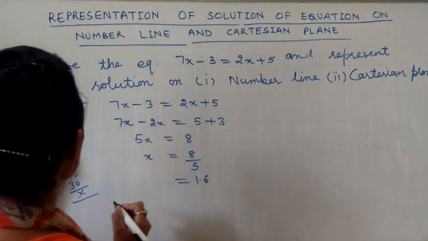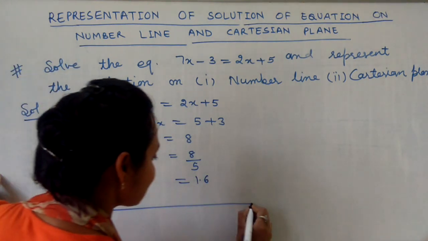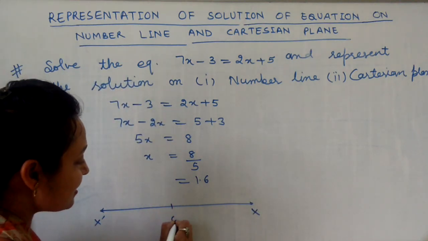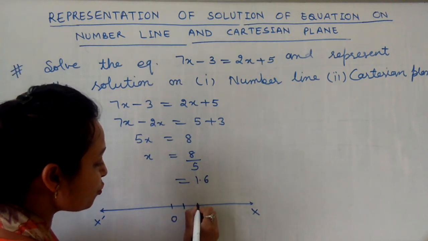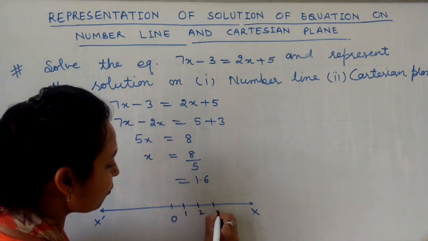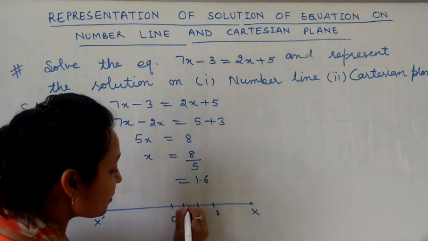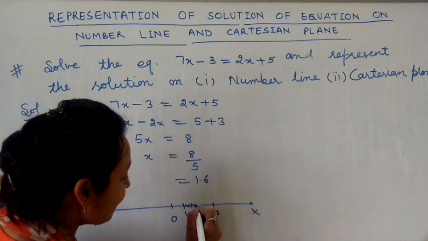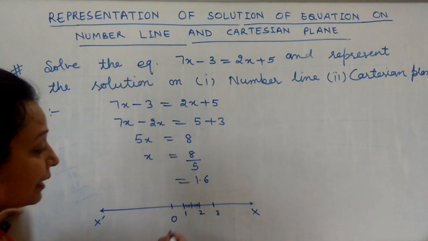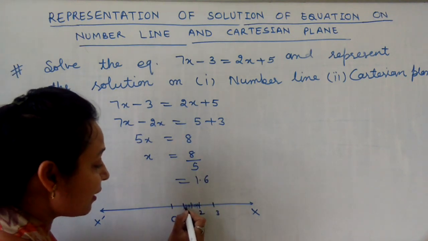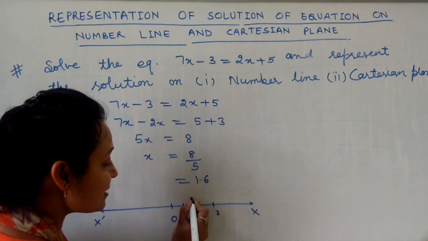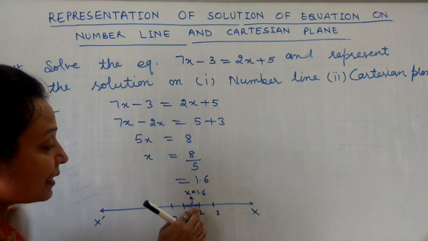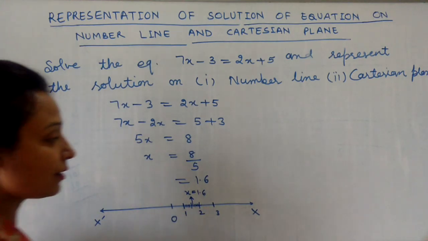On the number line, this is the number line, this is x and x dash, with 0, 1, 2, 3 and so on. There are 10 divisions, 1, 2, 3, 4, 5, 6, 7, 8, 9, then 10. That means 1.6 is 1, then 1, 2, 3, 4, 5 and 6. This is x is equal to 1.6. There are 10 lines and the 6th line makes 1.6 on the number line.